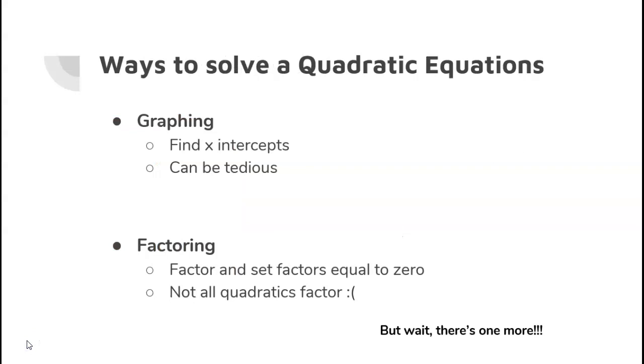So far, we have learned two different ways to solve a quadratic equation. We can solve it by graphing, which can help us find the x-intercepts, but it can be very tedious. And we can solve it by factoring. We can factor our equation and set all factors equal to 0, but not all quadratics will factor. There is, however, one more way.